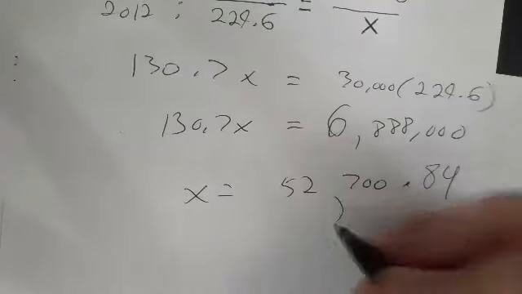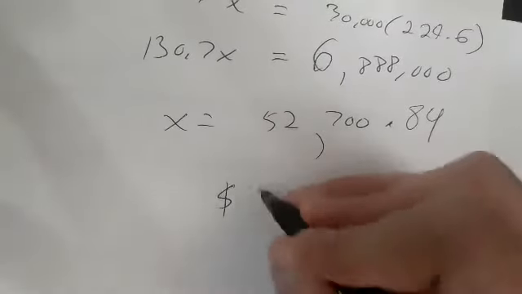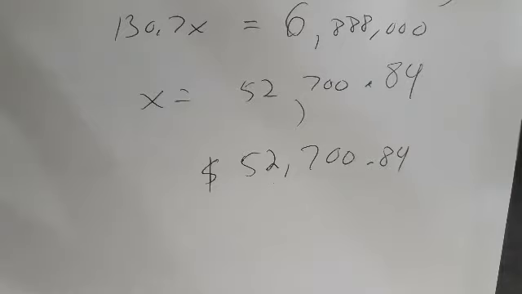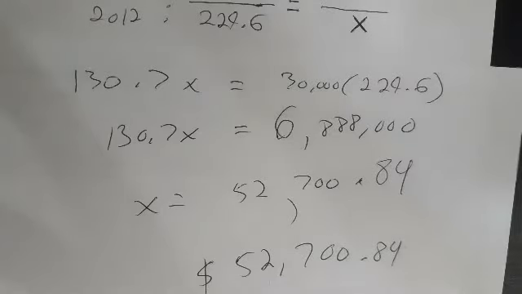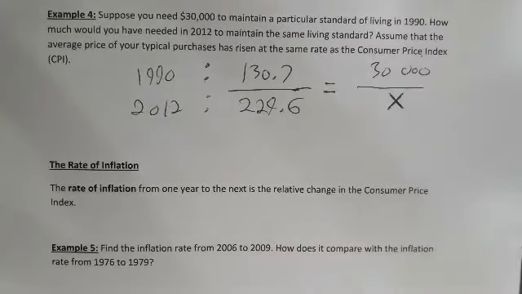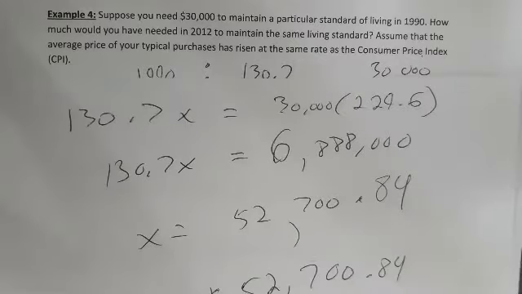Okay, stepping back to talk about what this means and see if it makes sense: 52,700, the 84 cents probably doesn't matter. If you just tell me 52,700, that's pretty good. If you're making 50K, I don't think you're going to care about 84 cents too much. If you made 30,000 in 1990, does it make sense that you might need 52K to make it in 2012? Due to inflation, that seems about right.